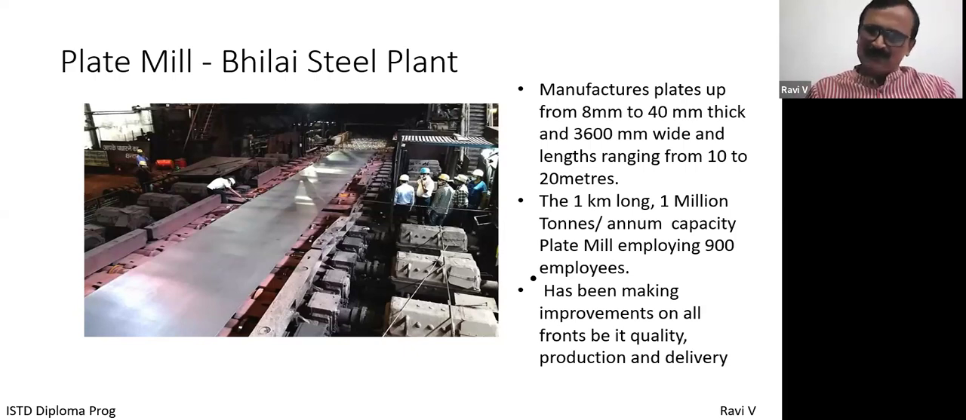It manufactures plates from 8 mm to 40 mm thick and 3.6 meters wide. The length of those could be 10 to 20 meters. Large ones, of course. And these are made from slabs, and these slabs are cast in the continuous casting. And this mill is about 1 kilometer long. Nearly around 1,000 employees are there, and its capacity is 1 million tons. When this particular intervention was made, the plate mill was already about 15 years into existence, more than that.